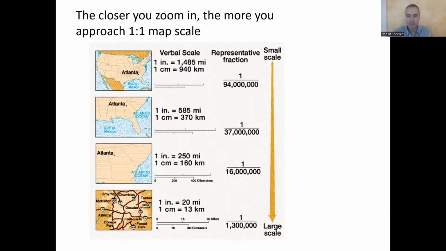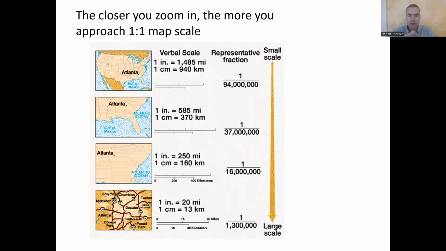So for example, at the bottom, it says 1 over 1.3 million. And the top number is 1 over 94 million. So 1 over a bigger number is going to be smaller and smaller and smaller, because the bottom of the fraction keeps getting bigger and bigger and bigger. Hence, the total number there, 1 over 94 million, is a smaller and smaller number. Hence the name, a small scale map, okay?